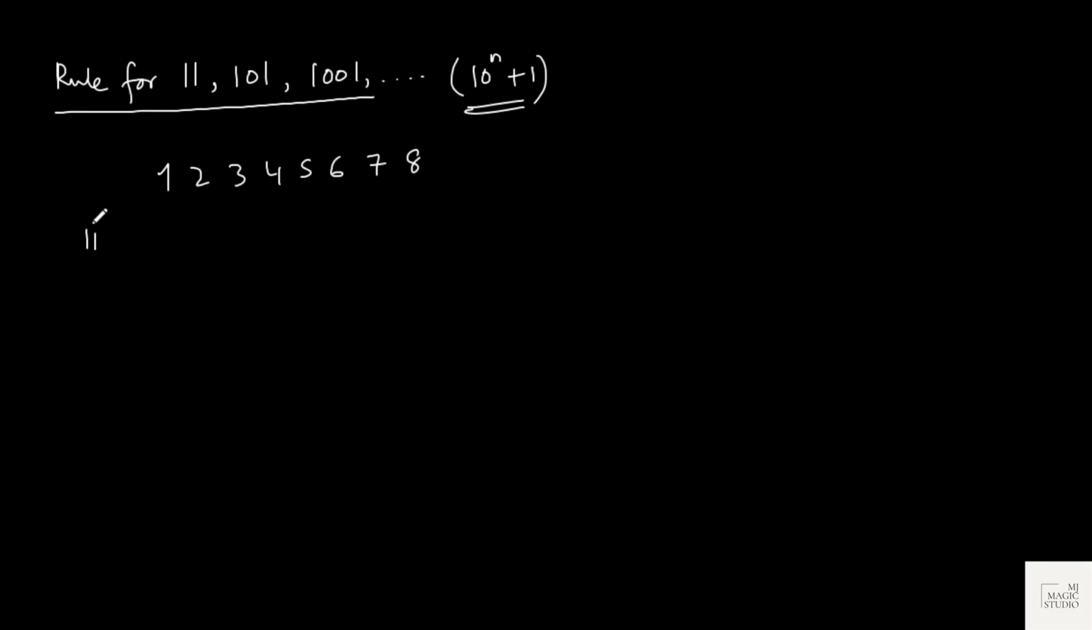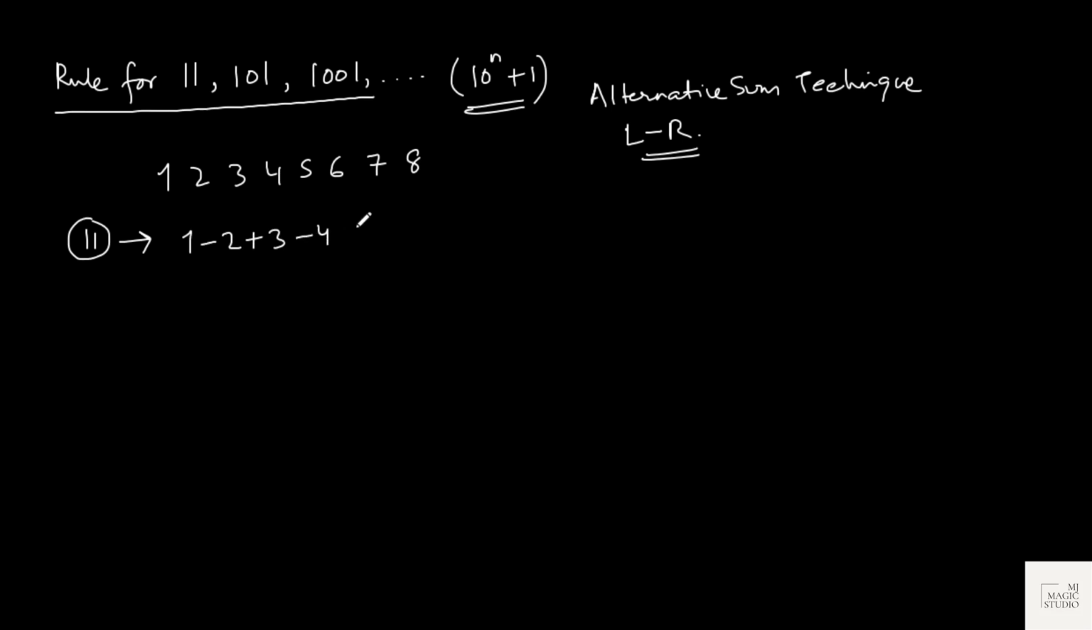We need to check whether it is divisible by 11. We'll follow the pattern. The pattern for this is the alternative sum technique, which is just adding all the digits from left to right with alternative signs. So it will be 1 minus 2 plus 3 minus 4 plus 5 minus 6 plus 7 minus 8. And what we'll end up getting is minus 1, minus 1, minus 1, minus 1, 4 times, that is minus 4. Now, 4 is not a multiple of 11. That means this number is not divisible by 11.